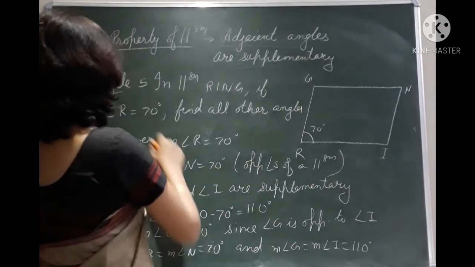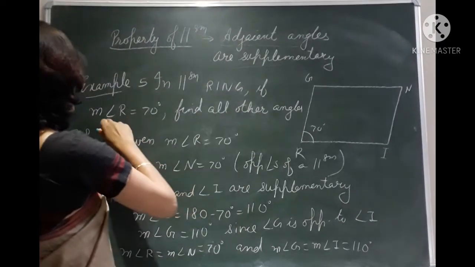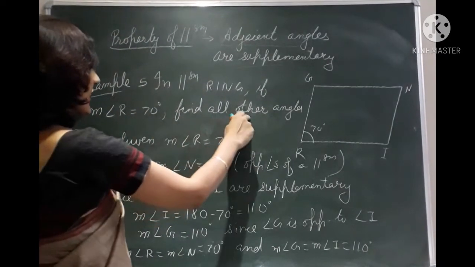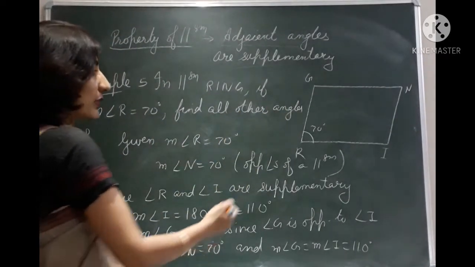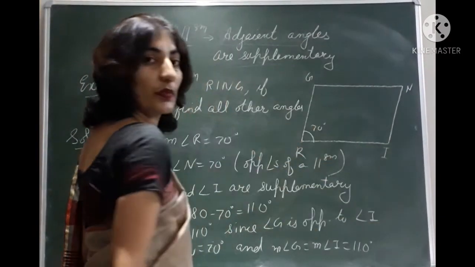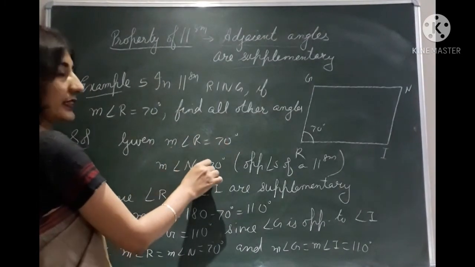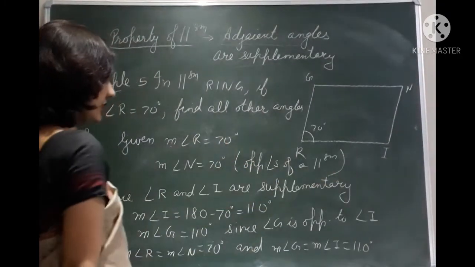Let us discuss example number 5. It is based on this only. In parallelogram RING, if the measure of angle R is 70 degrees, find all other angles. Now the measure of angle R is 70 degrees, so N will also be 70 degrees, opposite angles of a parallelogram. So given angle R is 70 degrees, N is also 70 degrees, then you will write the reason.